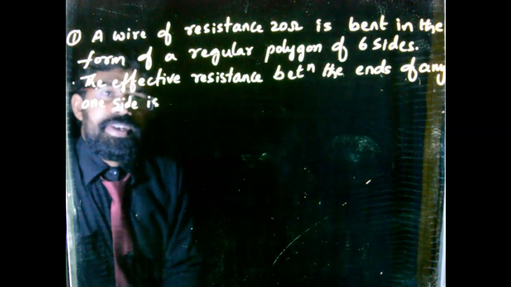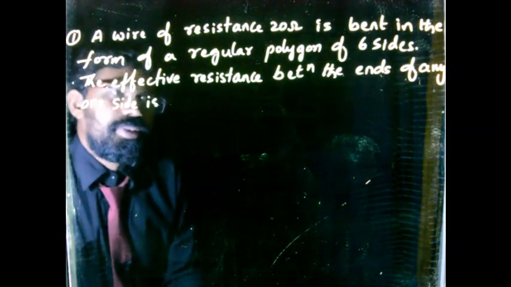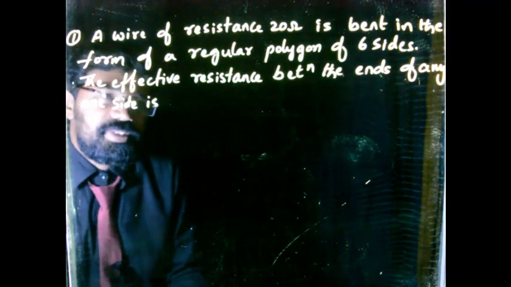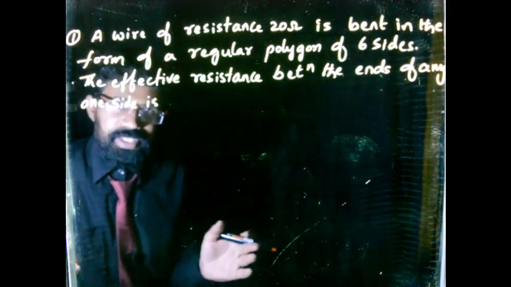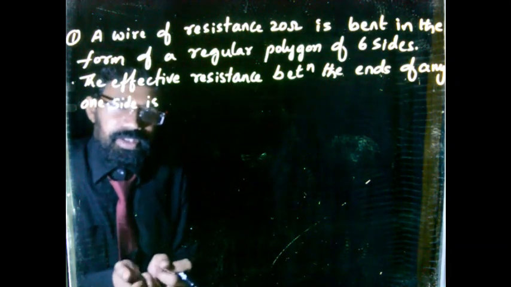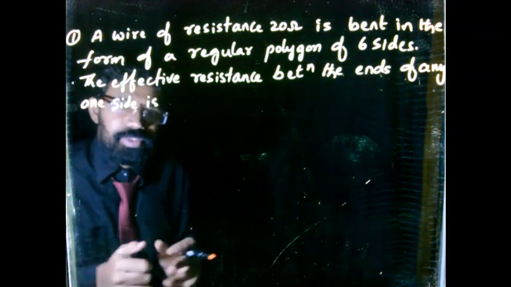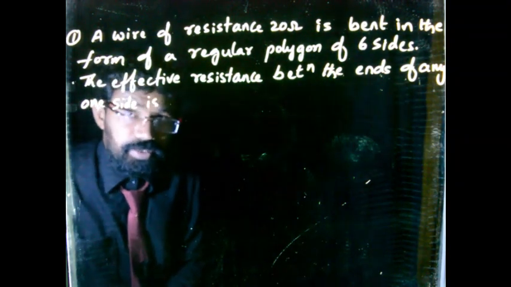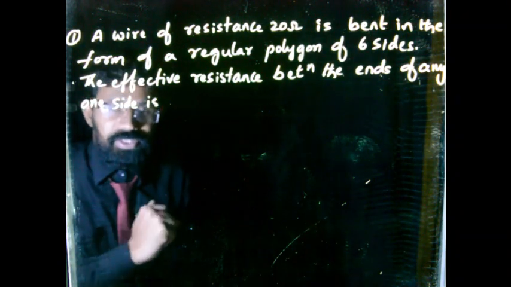What is the question? A wire of resistance 20 ohms is bent in the form of a regular polygon of 6 sides. The effective resistance between the ends of any one side is. So what was done? A wire is taken whose resistance is 20 ohms, and it was bent such that a regular polygon of 6 sides, in the sense one hexagon, was formed. And what is he asking us to find out? He is asking us to find out the effective resistance between the ends of any one side.